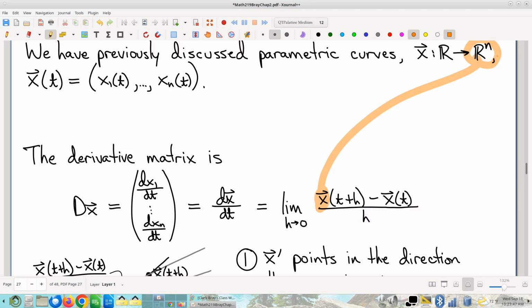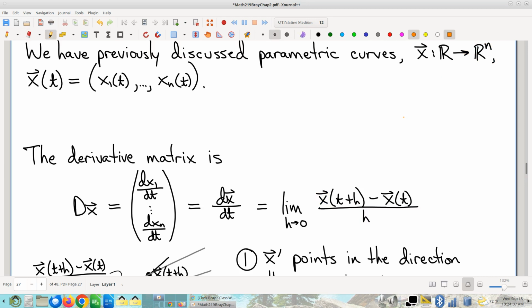Right? How do you subtract vectors? One coordinate at a time. How do you divide by scalars? One coordinate at a time. And then I'm going to claim, and again, we're not going to get into formalities in this course, but I claim limits are also done one coordinate at a time. I'm going to ask you to trust me on that.